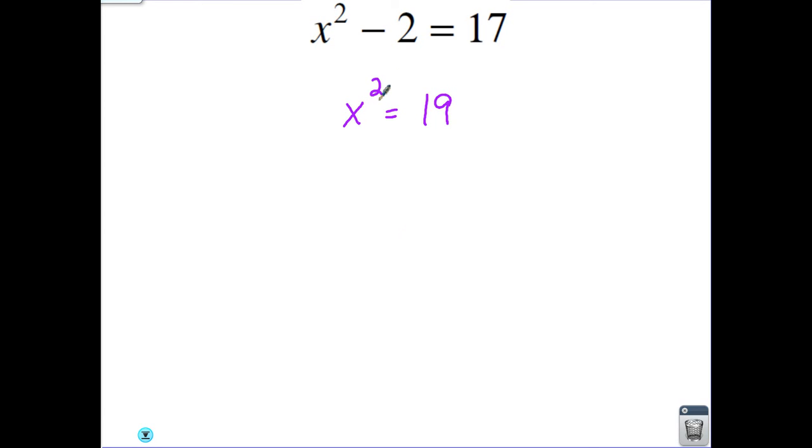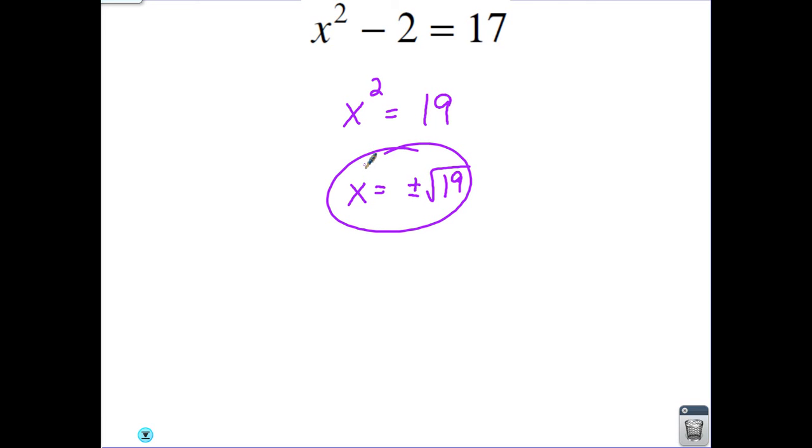Because in order to get rid of a square, we're going to square root. I don't know what the square root of 19 is. So what do we do? I'll leave it. From the other day, check and make sure that it won't simplify. If that had been like the square root of 20, we could split it into the square root of 4 times the square root of 5. So simplify if possible. If it will not simplify, leave it as the square root of 19.